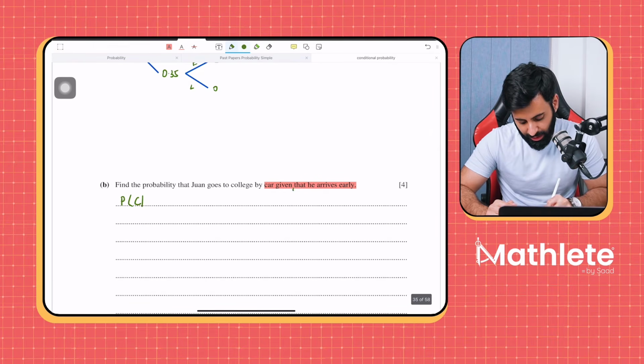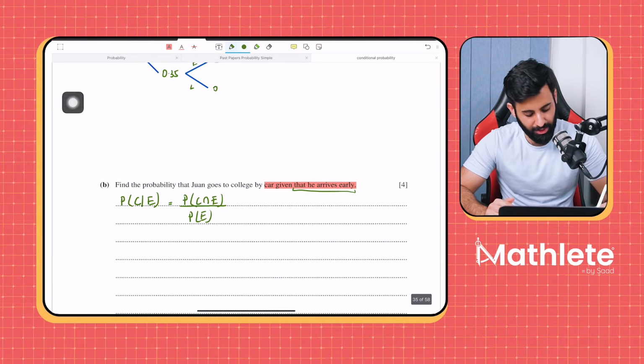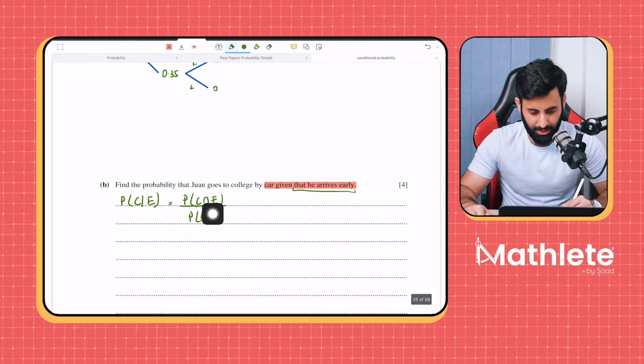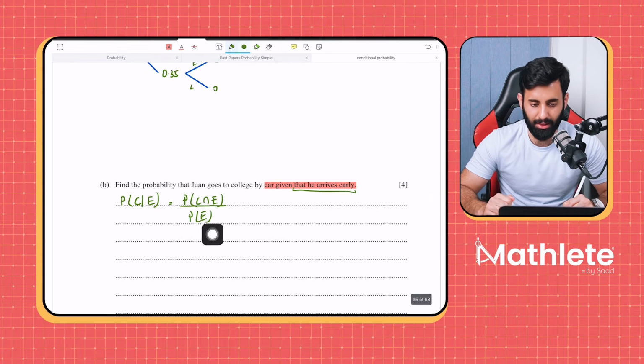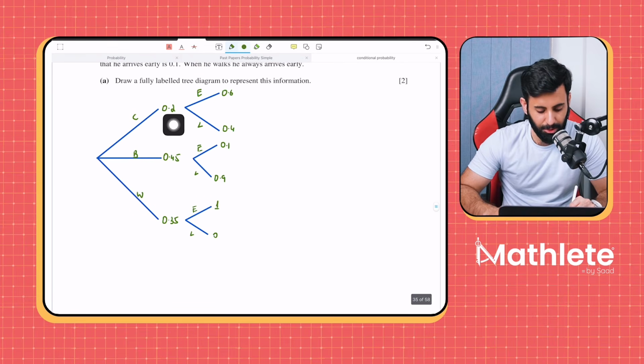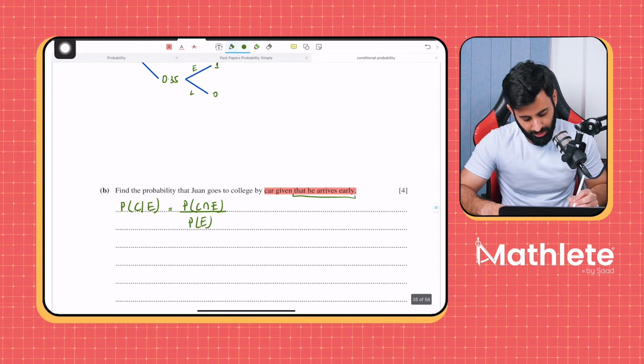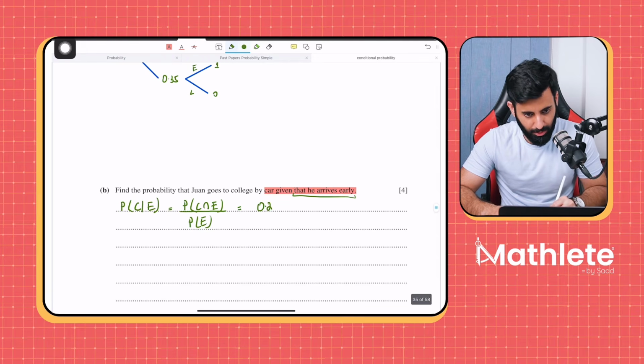So what's written after the word given? That he arrives early. So what does that mean? That means we will find the probability that he goes by car and arrives early, divided by the probability that he arrives early. As far as the probability that he goes by car and arrives early is concerned, that is 0.2 into 0.6.